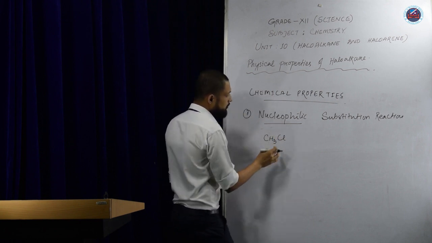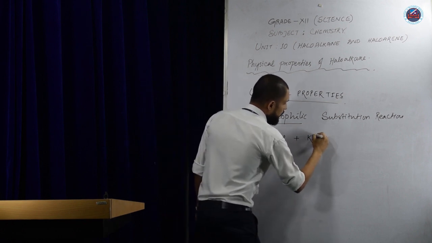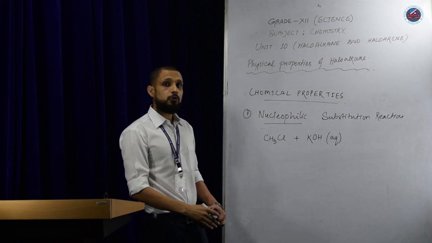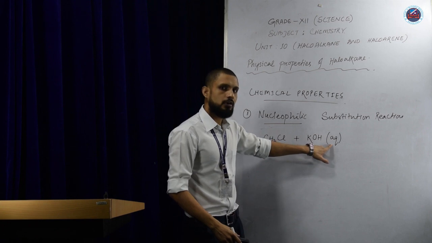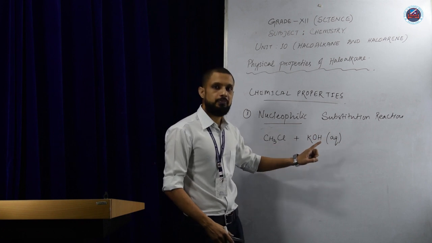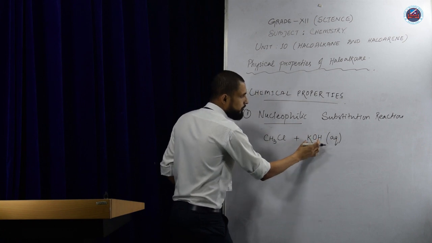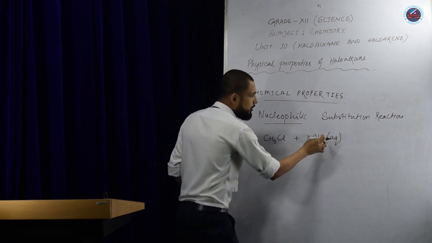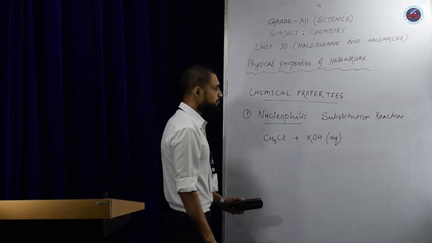Let us take this compound, chloromethane. Let it react with KOH, aqueous solution. Now you have to be very careful. Potassium hydroxide in aqueous and potassium hydroxide in alcoholic solution will not give the same product. When it comes to aqueous solution of potassium hydroxide, it will give nucleophilic substitution reaction. But alcoholic solution of potassium hydroxide will give elimination reaction. So you have to be very careful here.